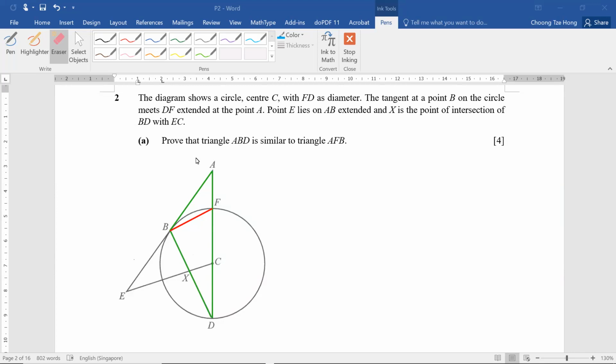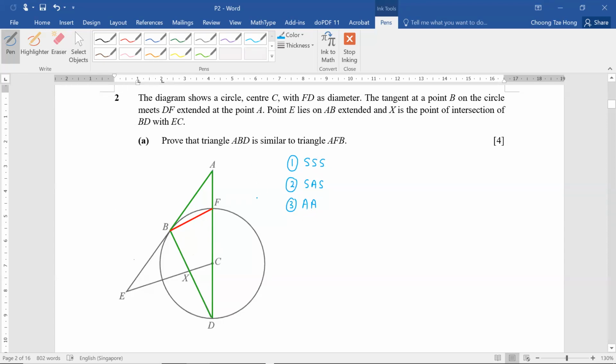For the first part, they want you to prove that triangle ABD, which I've drawn in green already, is similar to triangle AFB. For similar triangles, you need to recall the tests for similarity. There will be 3: the first one is SSS, the second one is SAS, and the third one would be AA. You need to consider which of the 3 is most likely to be used here, and then focus on proving the things that are required.